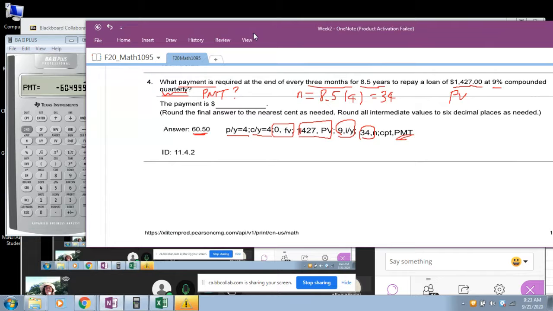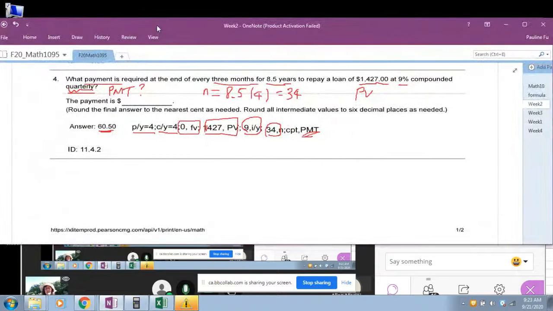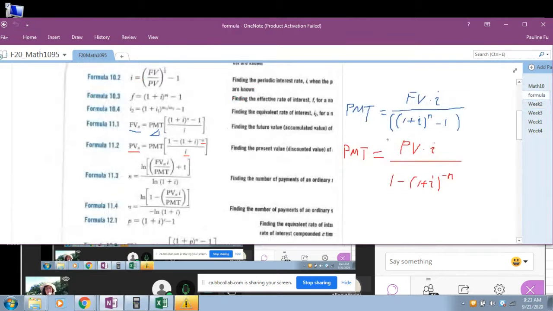So next we are going to use the formula to do the same question. What is my formula? The formula is for PMT. See, this is the formula, the red color here. PMT equal to PV times I divided by 1 minus 1 plus I raised to power negative n. I strongly suggest you copy down this formula because it is not listed here. You just get this formula from formula 11.2 and make a little rearrangement for the algebra.